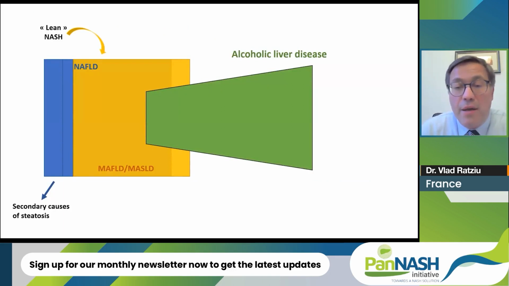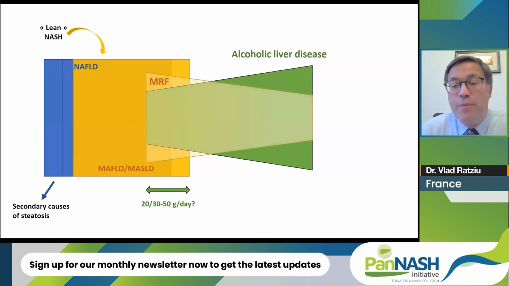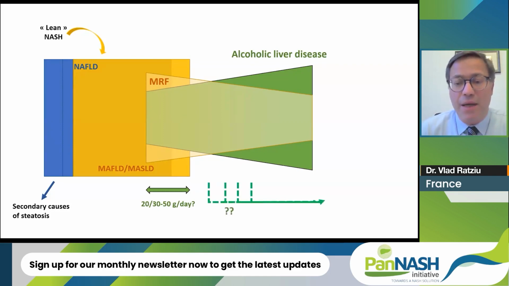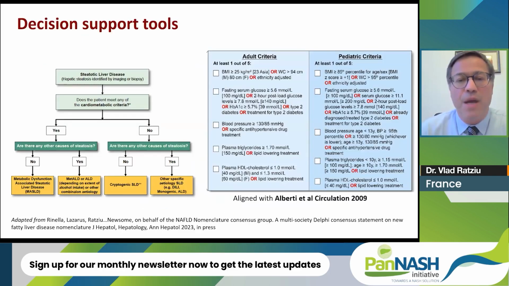So for all practical purposes, what was decided is that a consumption of alcohol between 20 and 30 grams and 50 grams per day would be labeled moderate. Beyond that, it would be alcoholic liver disease. And in between, the important thing is to recognize the presence of both causes of liver injury, so dysmetabolism and alcohol consumption, in order to treat patients as well as possible and in order to categorize patients and not leave them in an orphan category.